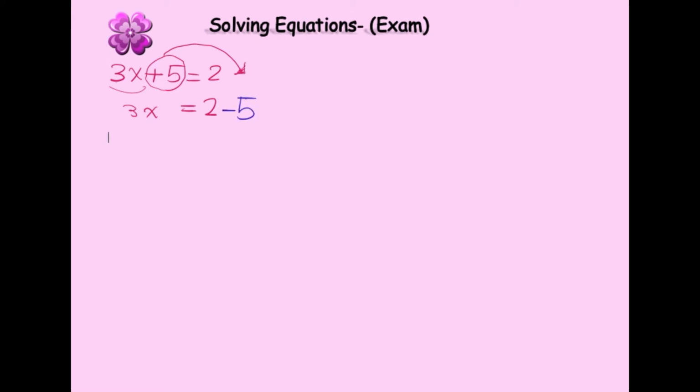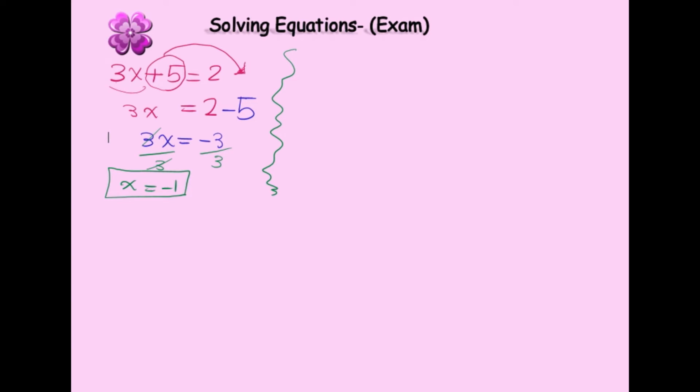So therefore, on the left side, I have 3x. 2 take away 5 would be negative 3. So as a result, to release x, I have to divide both sides by this 3. 3 and divided by 3. 3, 3 cancel. Therefore, x is nothing but negative 3 divided by 3, which would be negative 1. This is the final answer.